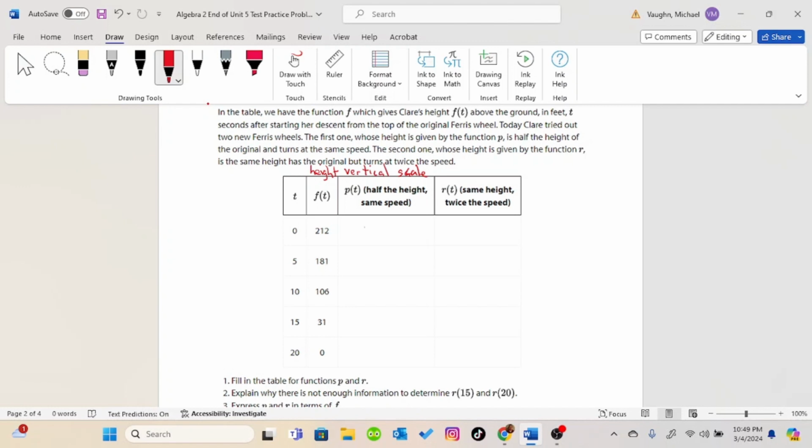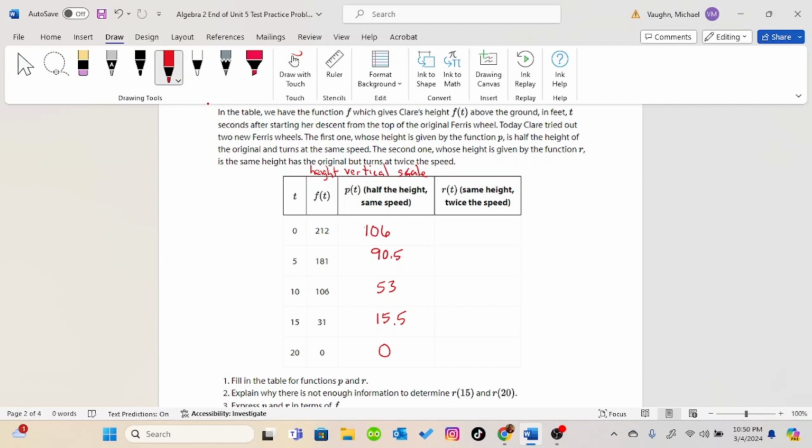So instead of 212, it would be 106. Instead of 181, it would be 90.5. Instead of 106, it would be 53. Instead of 31, it would be 15.5. And at 0, it would still be 0. Because it's half the height, but it's the same speed.